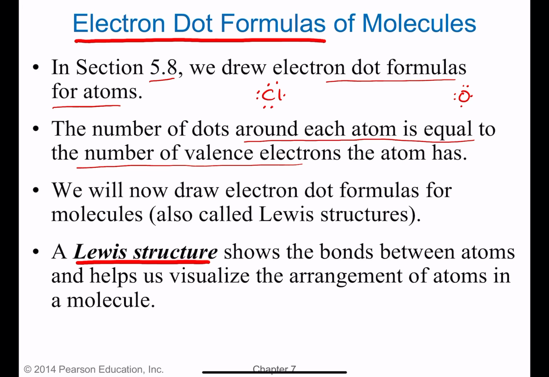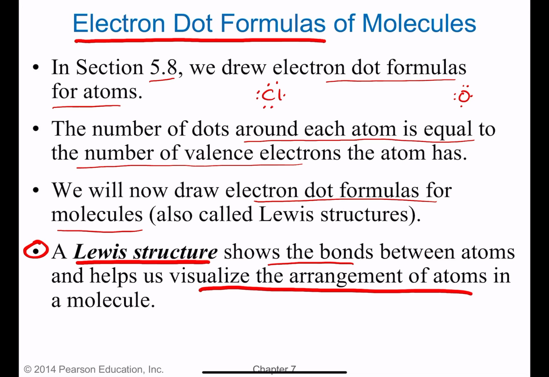So what we're going to be doing now is electron dot formulas for actual molecules. So now we're talking about atoms sharing electrons to form molecules. And what we really call them, once we're done with these drawings, is Lewis structures, which show the bonds between the atoms. The reason this is useful is because if we can visualize the arrangement of the atoms in a molecule, we can make conclusions about the polarity of the molecule and the shape of the molecule, and ultimately what the physical properties of that compound are.